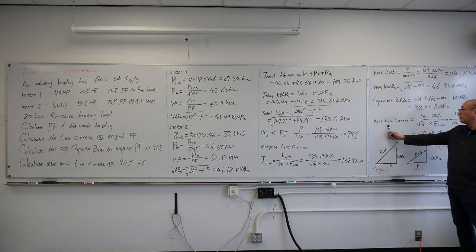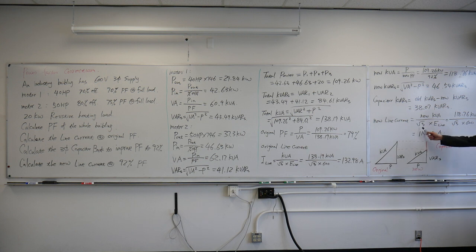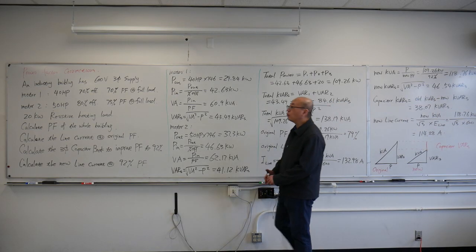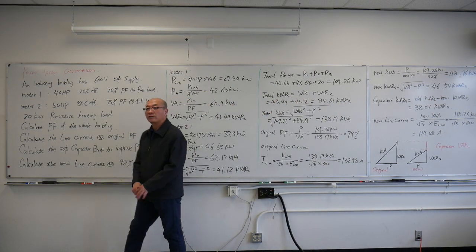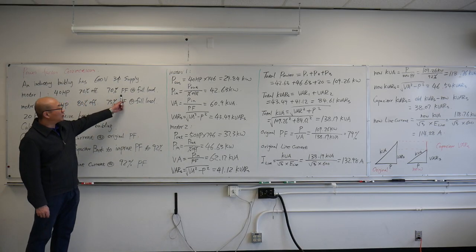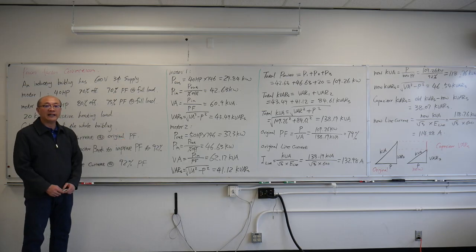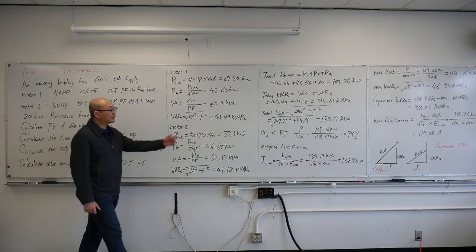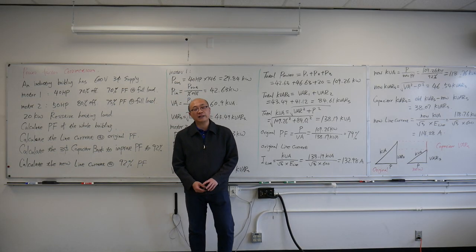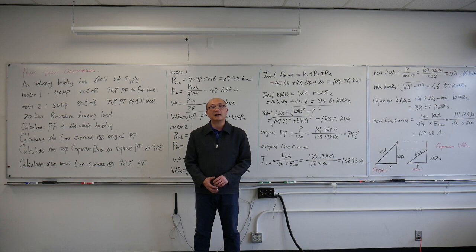Now we can calculate new line current, new kVA divided by √3, divided by line voltage. Put the numbers in, the new line current is going to be 114.28 amps. So here's the whole calculation for a power factor correction in three-phase circuit. We have different kinds of motor loads, different kinds of heating loads, and we add a capacitor in there, we can do the power factor correction. If you have any questions, you can connect with us online or send us an email.